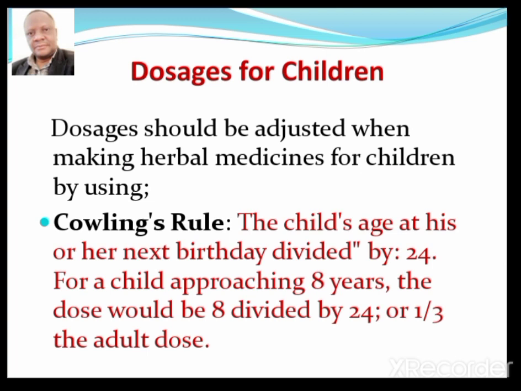To give an example, for a child that is approaching 8 years, how do you calculate the dosage? You will say 8, which is the age the child is approaching. You divide it by a constant 24, and that will be 8 over 24 or 1 over 3. And 1 over 3 becomes the quantity of the adult dose that you require. So 1/3 of the adult dose. So you use this to calculate dosages for children.